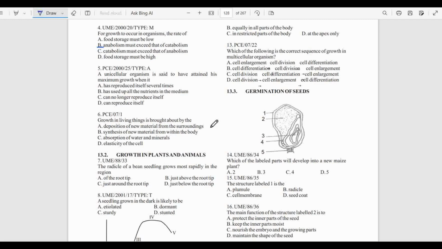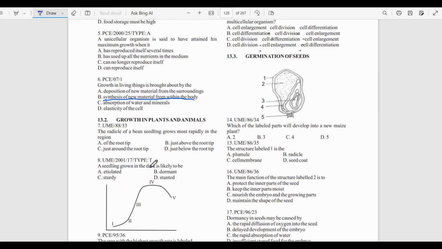Then question number 6. Growth in living things is brought about by A, deposition of new material from the surrounding, B, synthesis of new material from within the body, C, absorption of water and minerals, D, elasticity of cell. The right answer to this is the synthesis of new material from within the body.